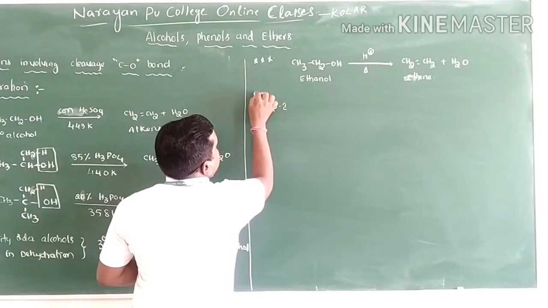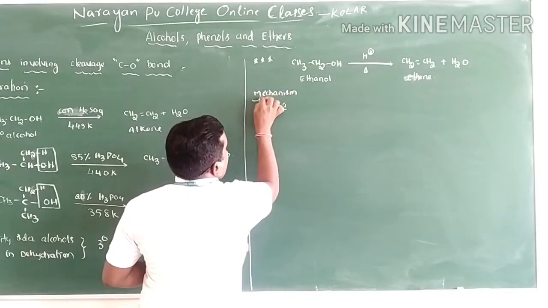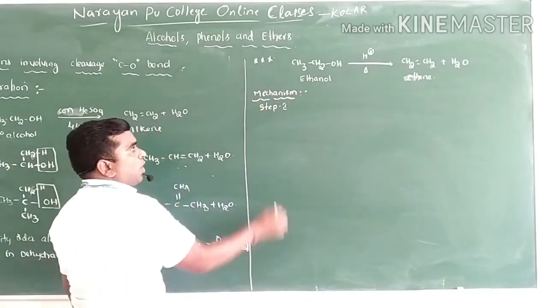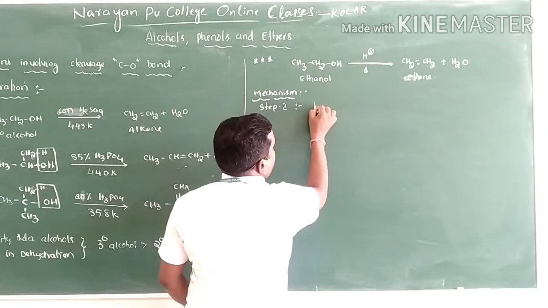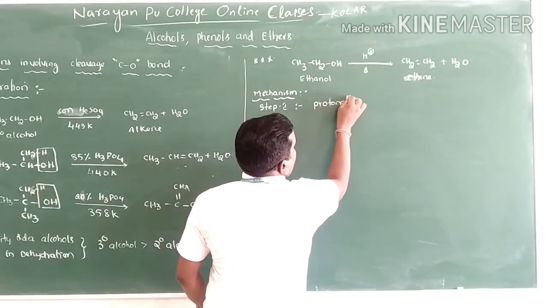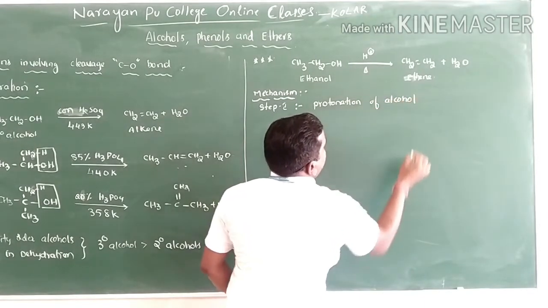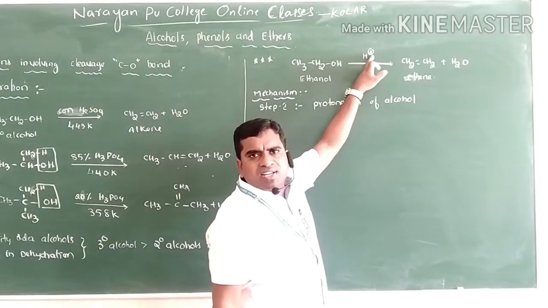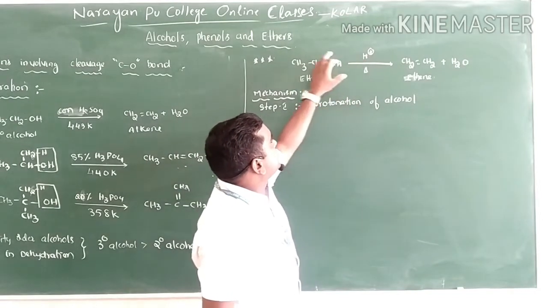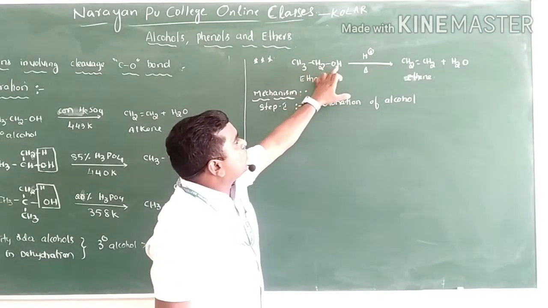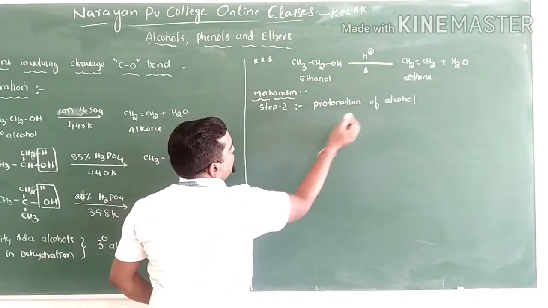What is step 1? You have to write here the mechanism of alcohols to alkene. Step 1 is protonation of alcohol. The dehydrating agent we use here is concentrated H2SO4. Concentrated H2SO4 is an acid. It produces H+, and this H+ is added to the alcohol, which we call protonation. Proton is added, so that's why protonation. So the first step is protonation of alcohol.